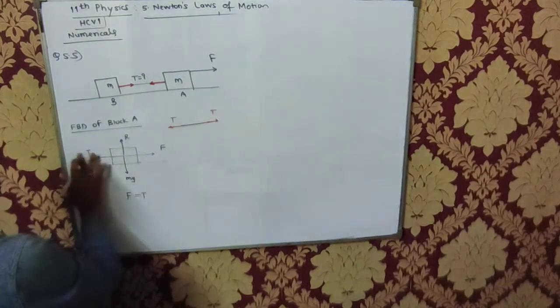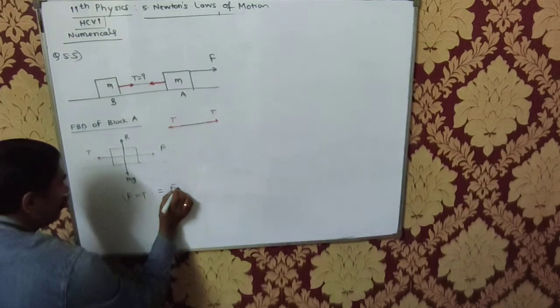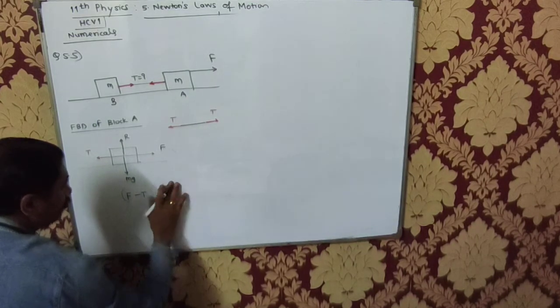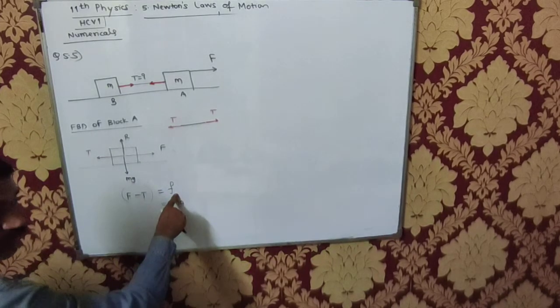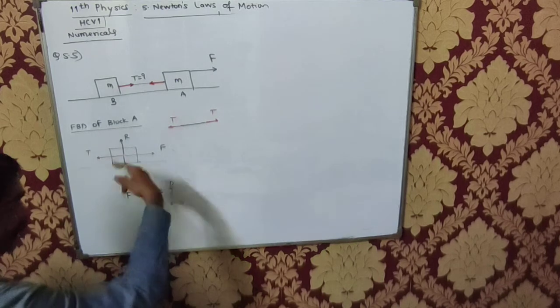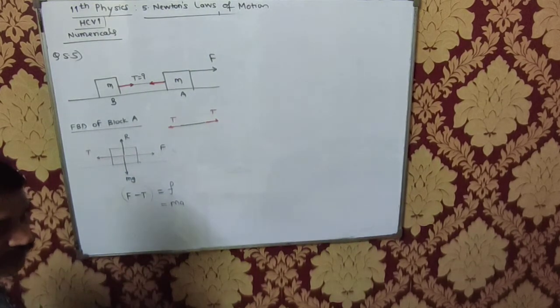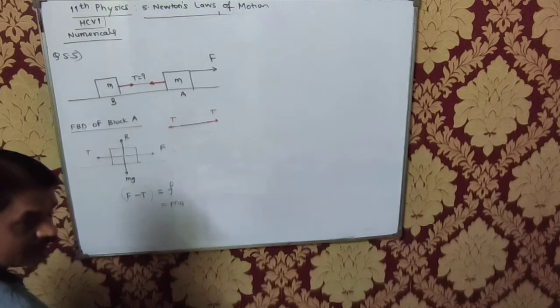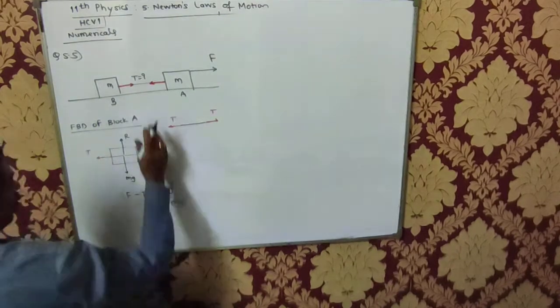What we call this as resultant force, which we will say F net. F net is equal to ma. This is the resultant force which is acting, and this force will produce the acceleration. That acceleration I want to find out. Is this okay? Is that clear? So I'll put it like this. So this is the free body diagram of block A.